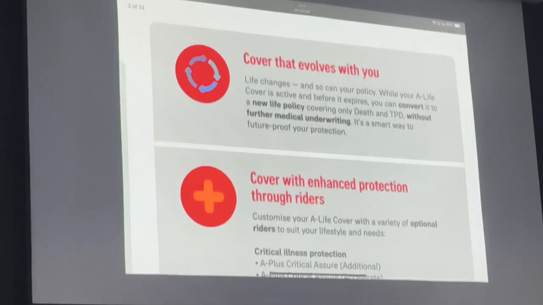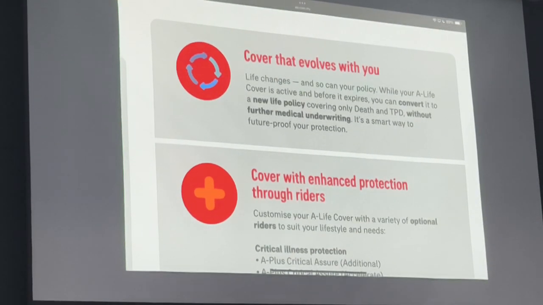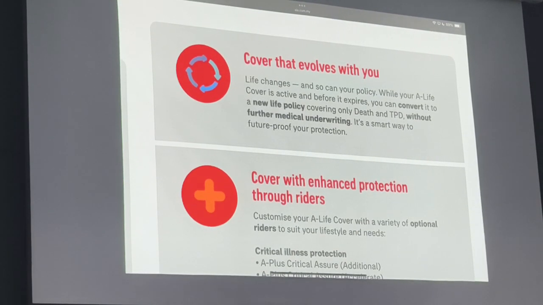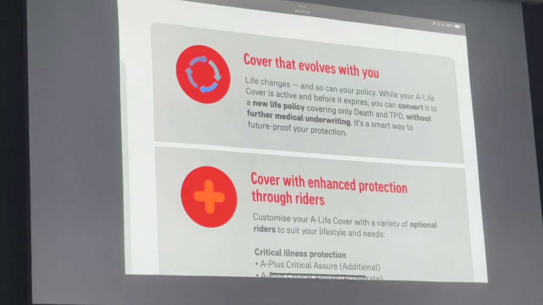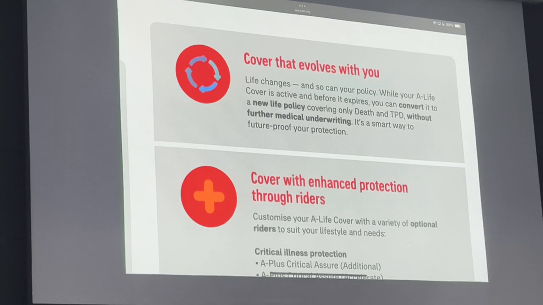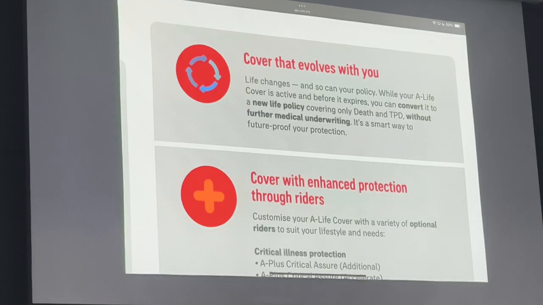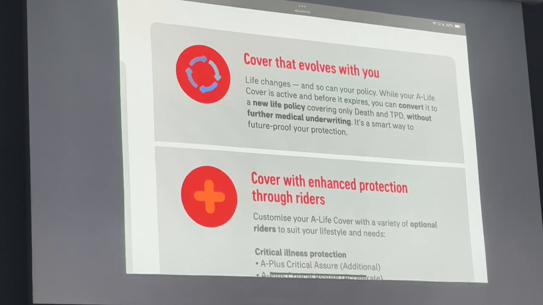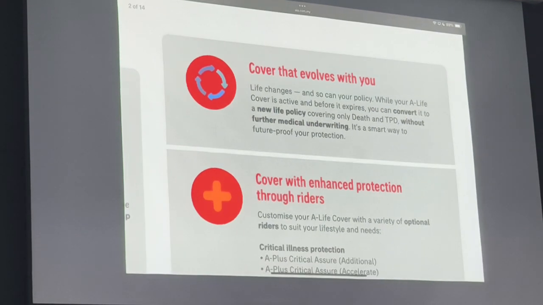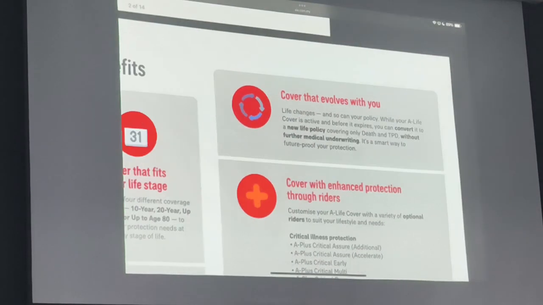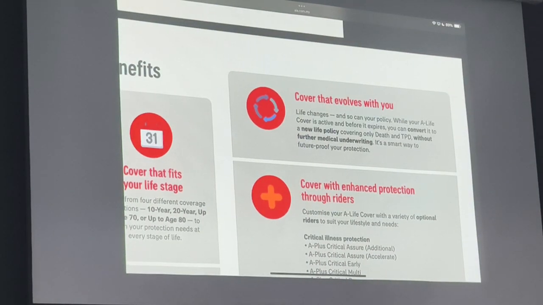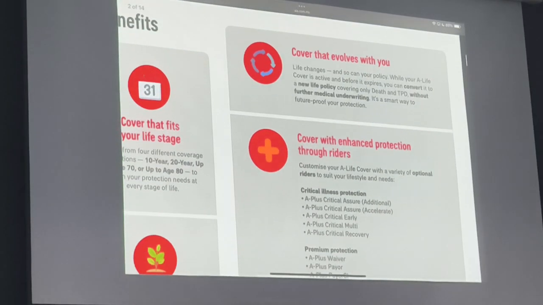What we learned just now is that term insurance can be converted. It is explained in this brochure. While your A-Life cover is active and before it expires, you can convert it into a new life policy covering only death and TPD, without further medical underwriting. You don't need to go for medical underwriting again because you have done so in the first place before signing up for the policy. It is a smart way to future-proof your protection.